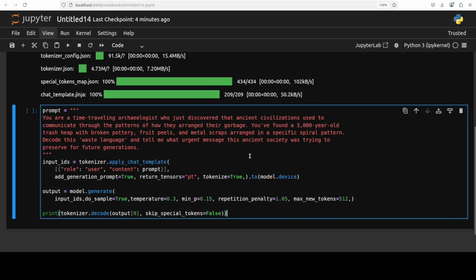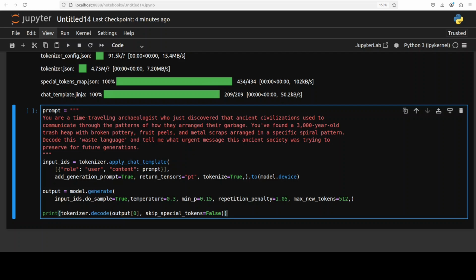So in the first one, I'm asking it that you are a time traveling archaeologist who just discovered that ancient civilizations used to communicate through the patterns of how they arranged their garbage. You have found a 3,000-year-old trash heap with broken pottery, fruit peels, and metal scraps arranged in a specific spiral pattern. Decode this waste language.